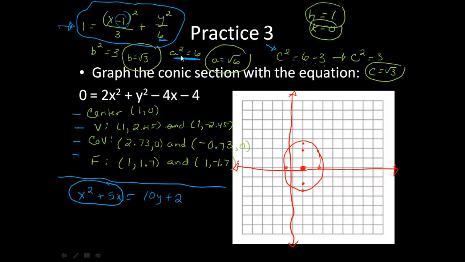Find your h's, your k's, your a's, b's, and c's, and then you can graph it just like normal.